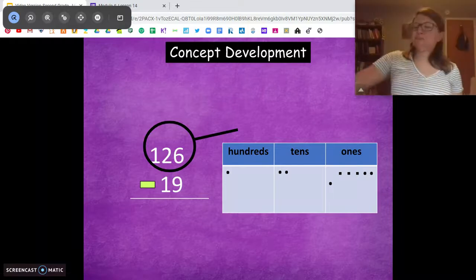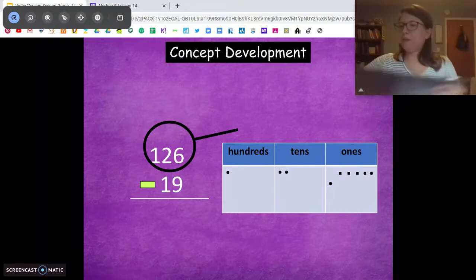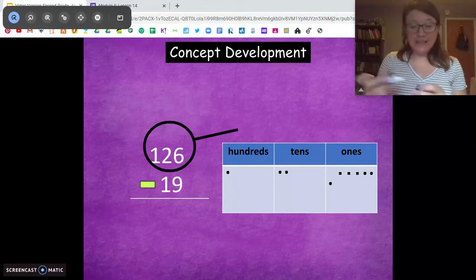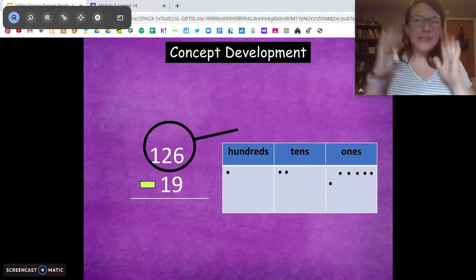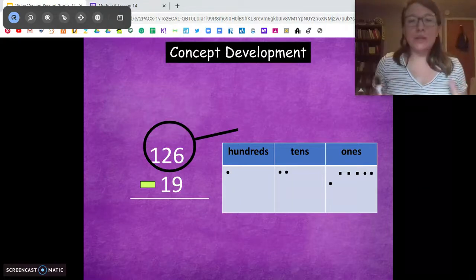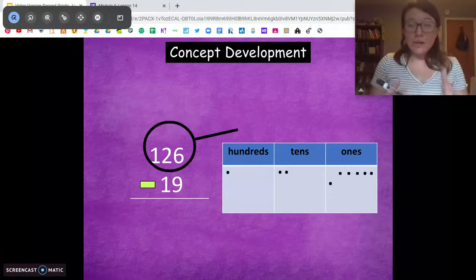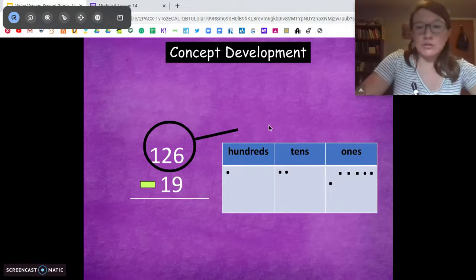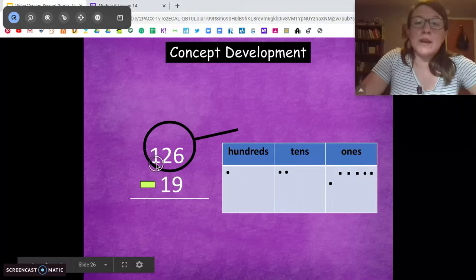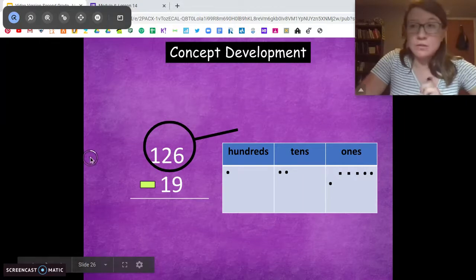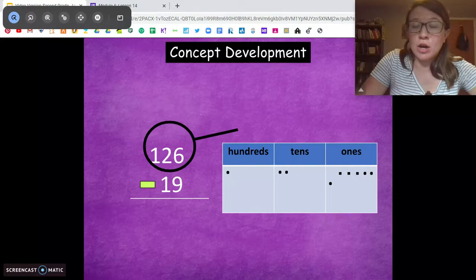All right, let's get into doing 3-digit subtraction. So it's basically the same as 2-digit subtraction with the vertical method, but you just need to be aware of this hundreds place. So for this one, we're subtracting 126 minus 19. So go ahead and write that on your board.